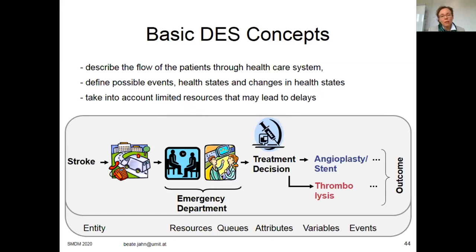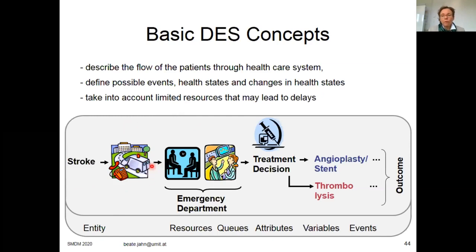Now think of a very simple example where the individual experiences a stroke. This individual is our entity. And now what happens? It may take a while until people realize that this is a stroke and then they would call an ambulance, and the individual would be transferred to the hospital.